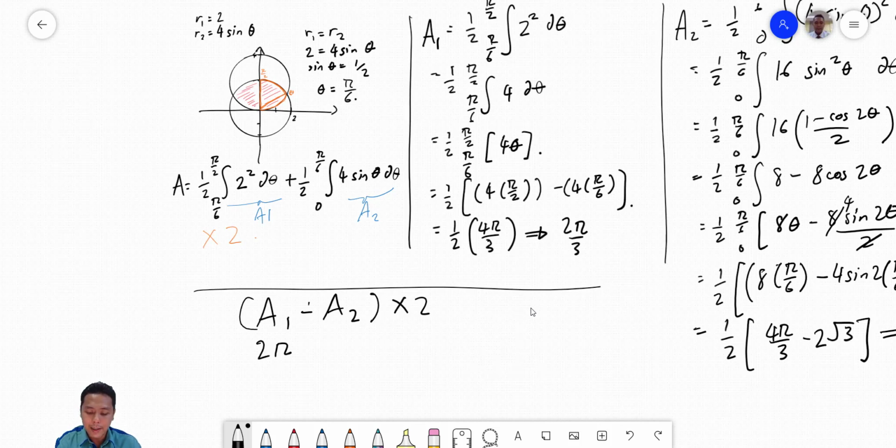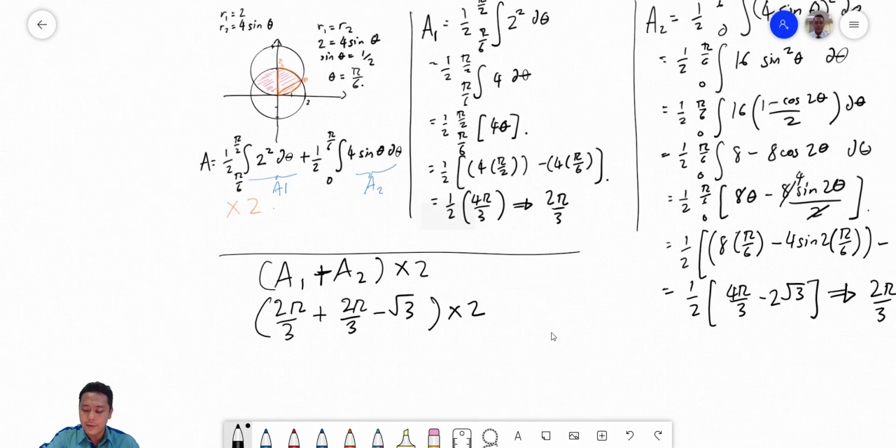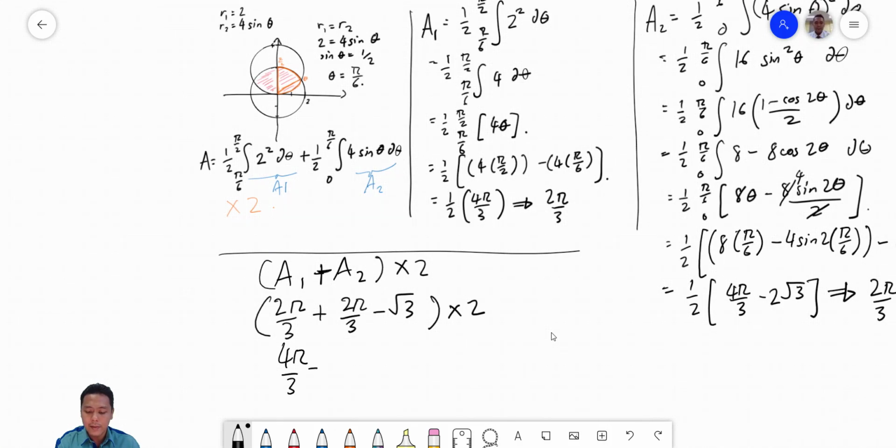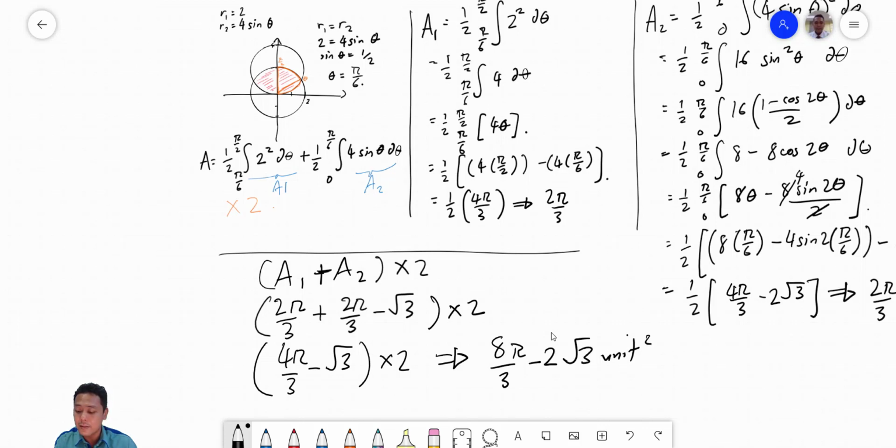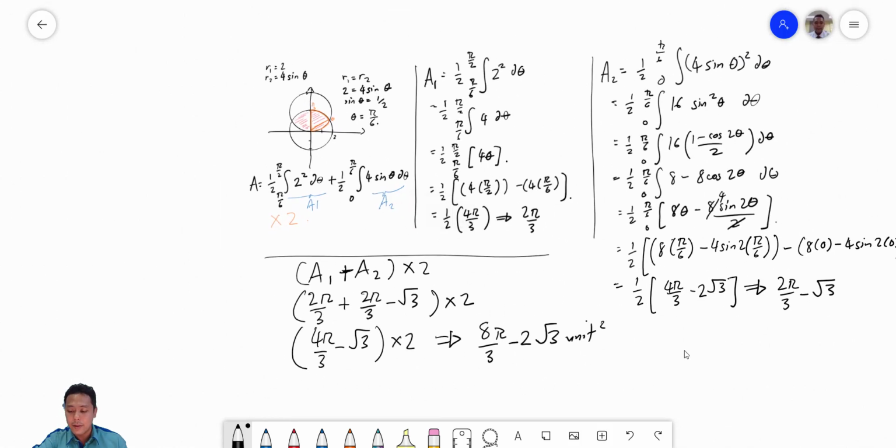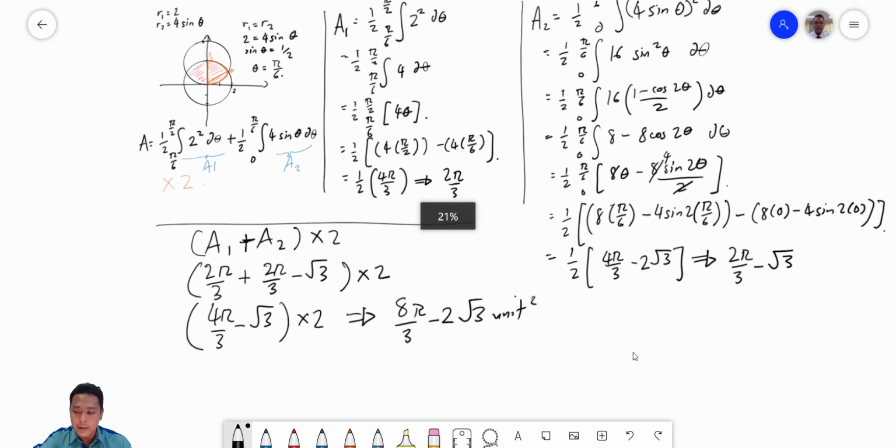So you take 2 pi, sorry, 2 pi over 3 plus the second area, 2 pi over 3 minus square root 3, times 2. So it becomes 4 pi over 3 minus 3 square root 3, times 2, and the area will become 8 pi over 3 minus 2 square root 3 unit square. So let's take a look at the full solution.